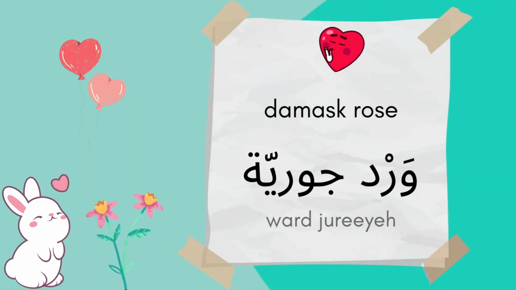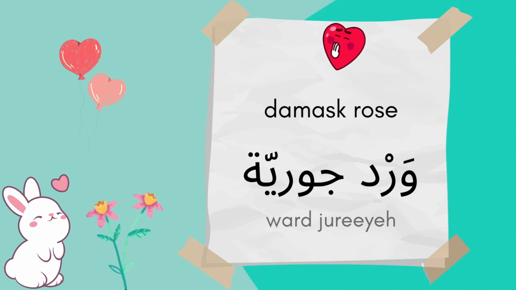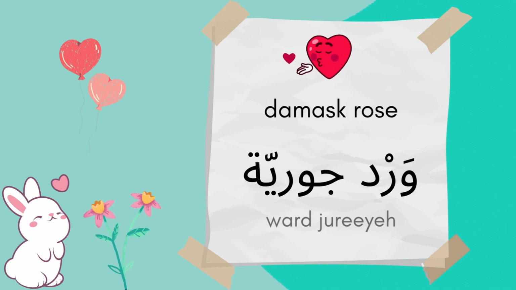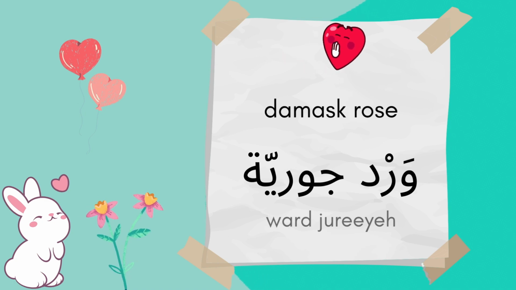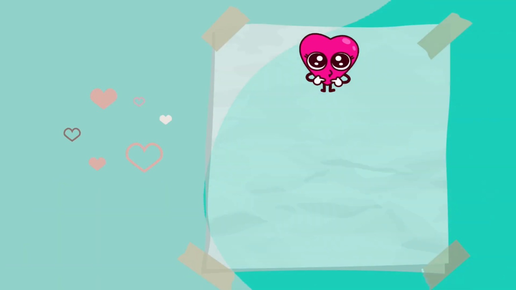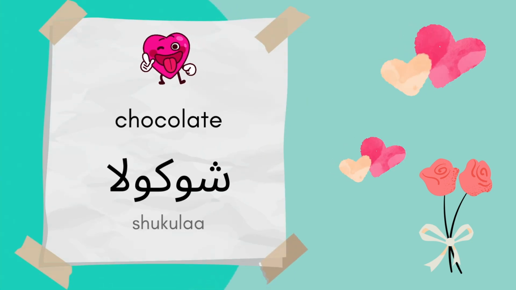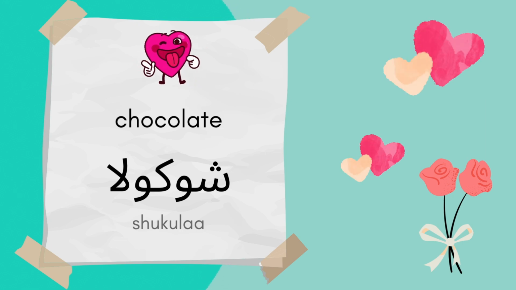Now, a specific rose that you often hear in poetry is the damask rose, which is ورد جورية. Chocolate. شوكولاتة. Here's a shortened version of the word chocolate. شوكولا.